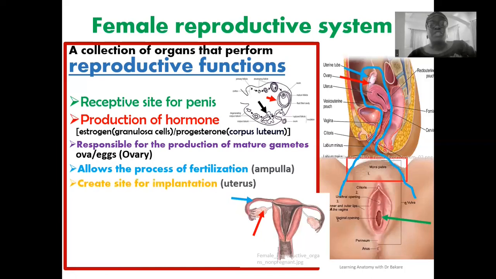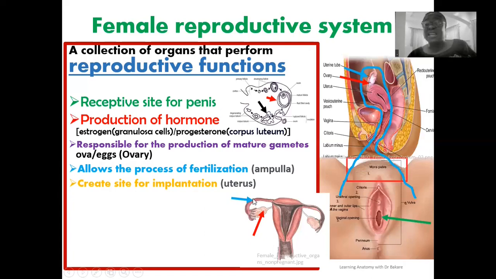Then the next function is that the female reproductive system creates sites for implantation. We say that the mature egg is released during ovulation. Using this image down here, the mature egg is released by the ovary. It is being sucked up by the fimbriae of the oviduct, which is a finger-like expression at this region, and driven into the fallopian tube. We say that in the ampulla region of the fallopian tube, fertilization will occur.